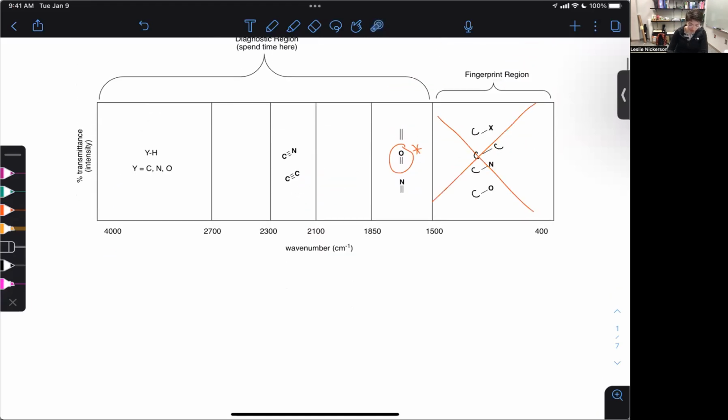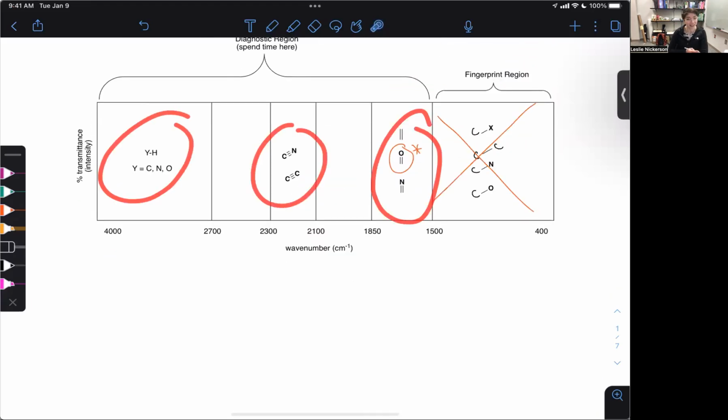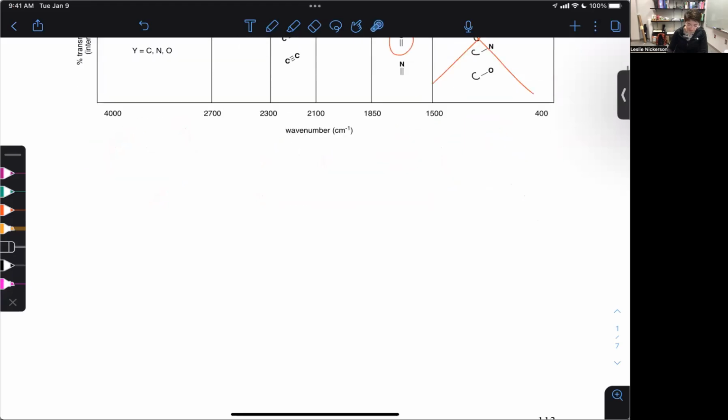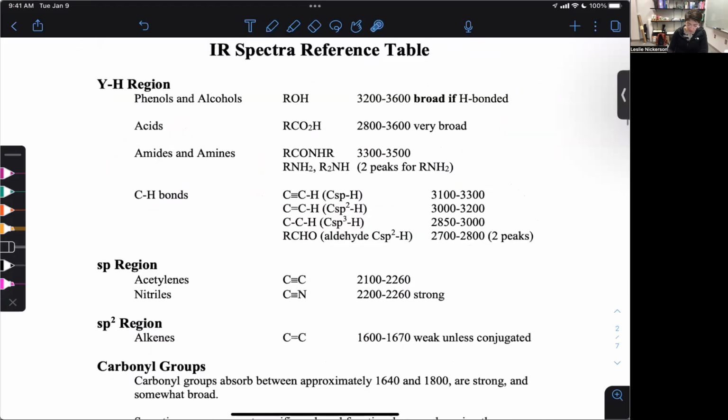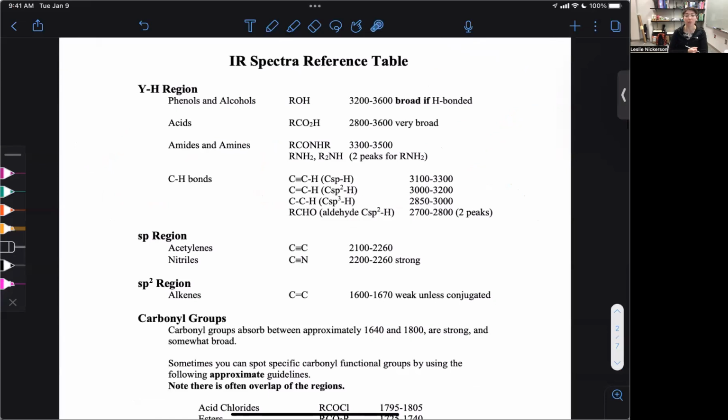Just looking at this, there's not a whole lot that we're getting out of it, so just be aware of that. This is the spectral reference table that I'm going to give you in class. I will post this on Moodle. I'm going to post the IR and the NMR table that I'm going to give you, so that you just have them now.